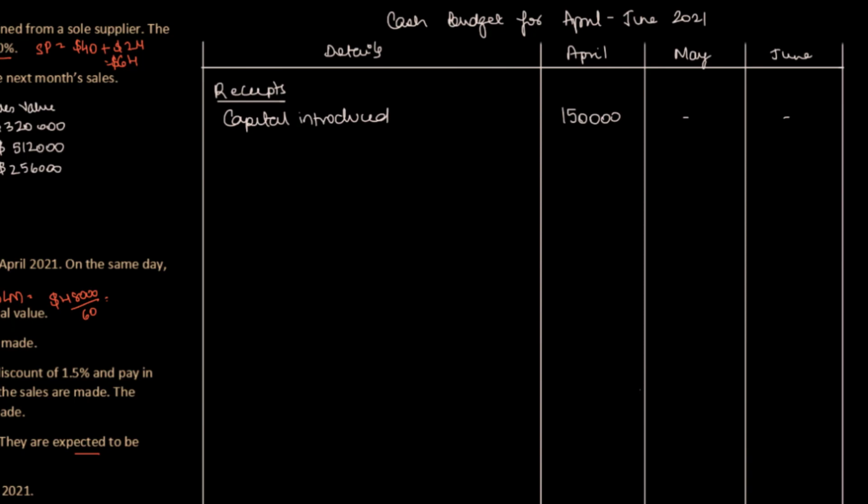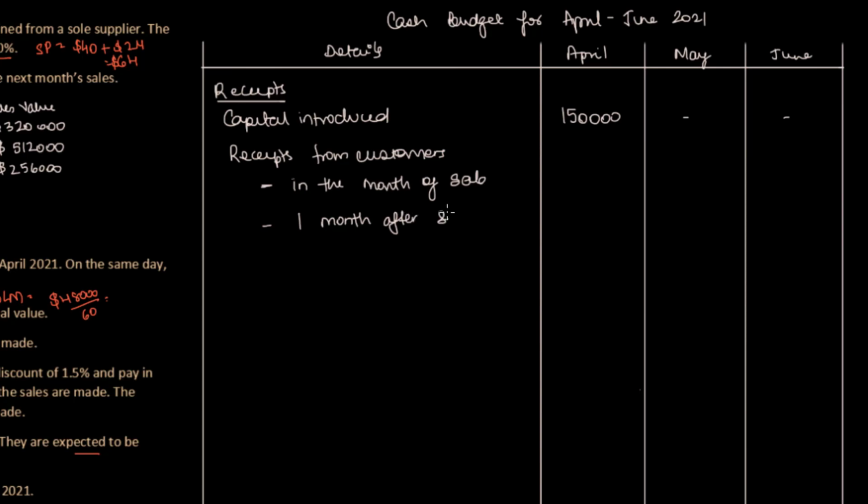Then what other receipts can we have for this business? Collection from customers. So receipts from customers. Now receipts from customers, I will divide it into 3 parts. In the month of sale, one month after sale, and 2 months after sale.